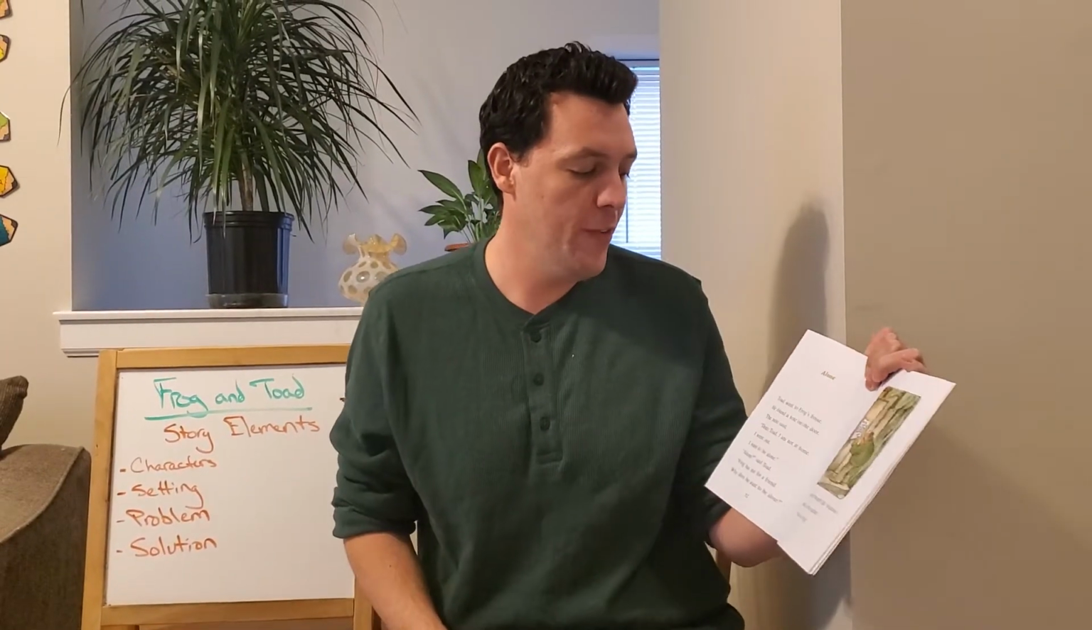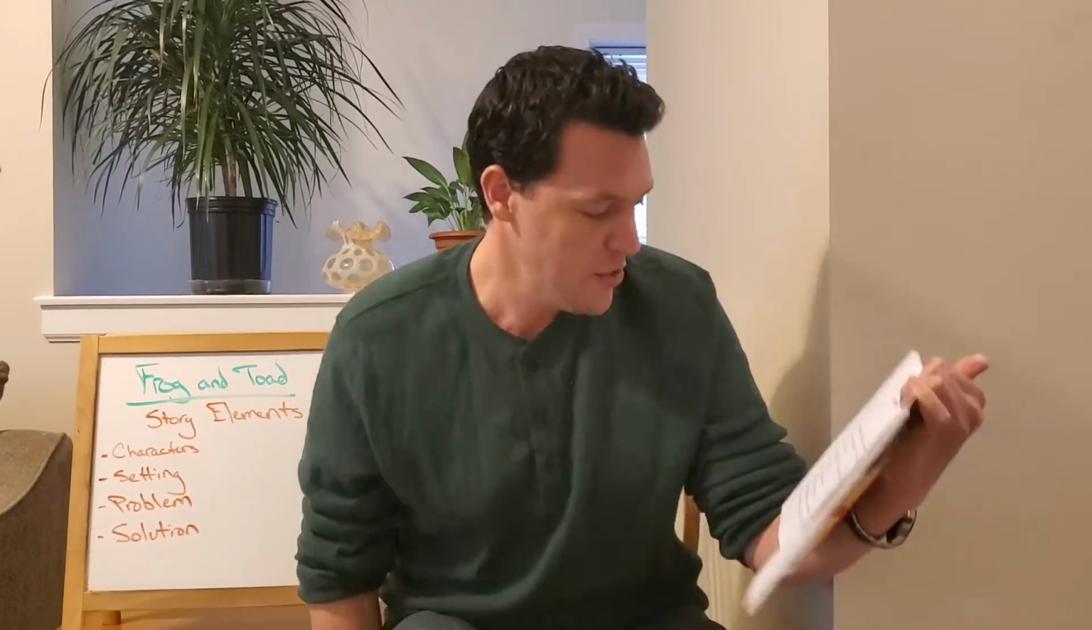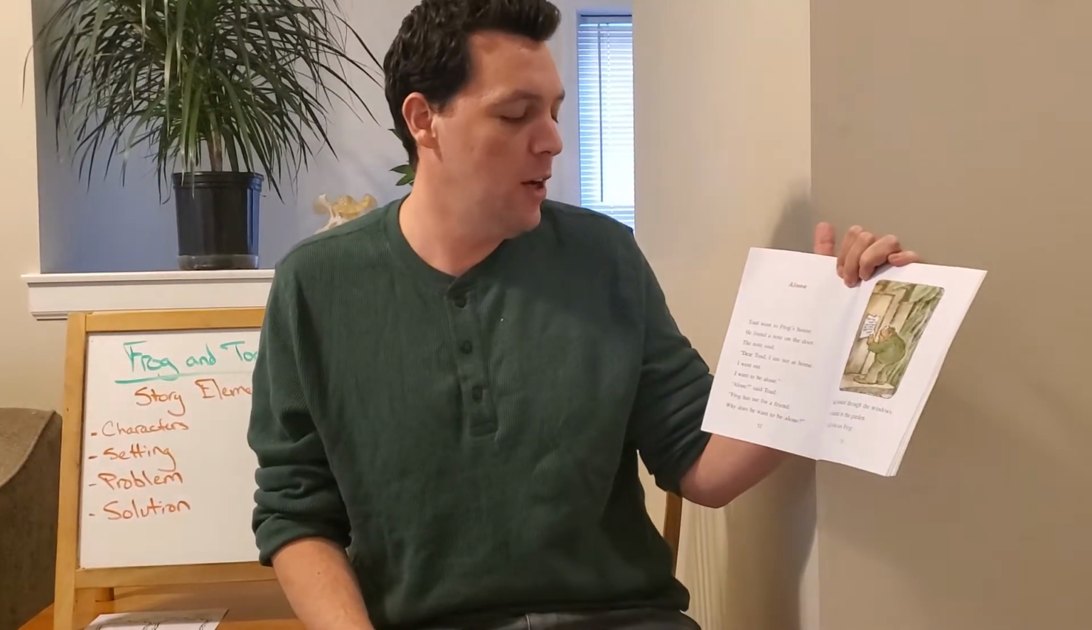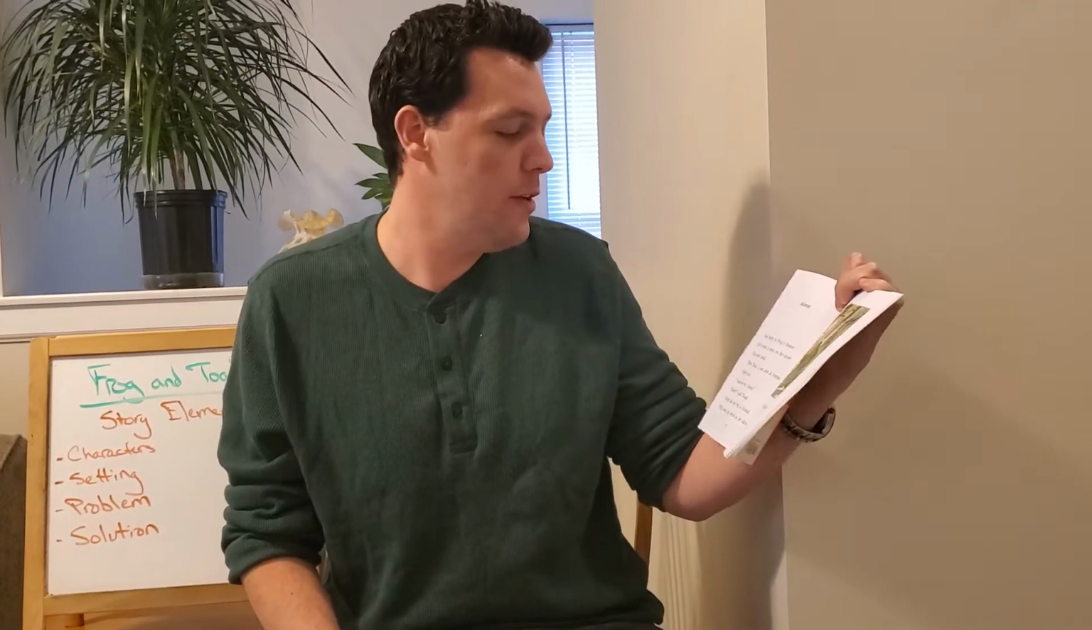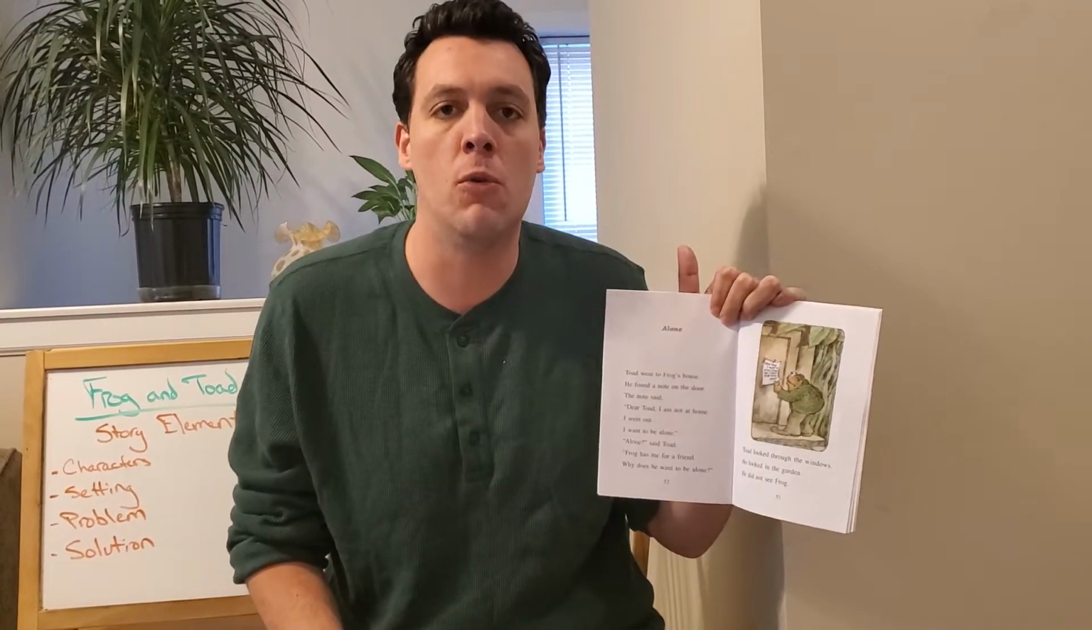Ready? This is called Alone. Toad went to Frog's house. He found the note on the door. The note said, "Dear Toad, I am not home. I went out. I want to be alone." "Alone?" said Toad. "Frog has me for a friend. Why does he want to be alone?"